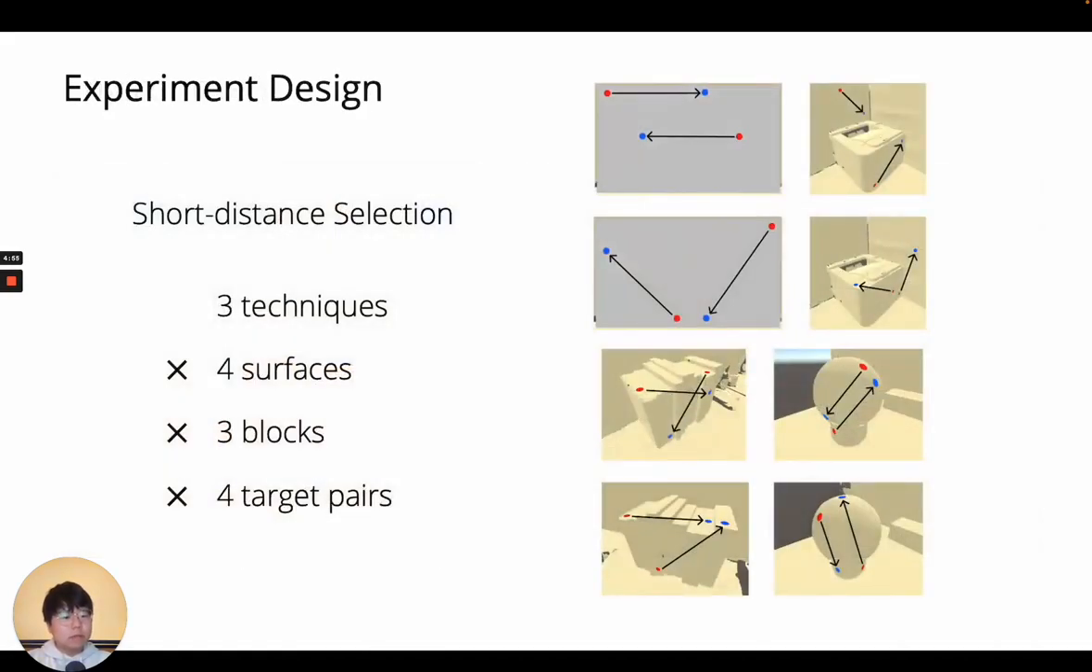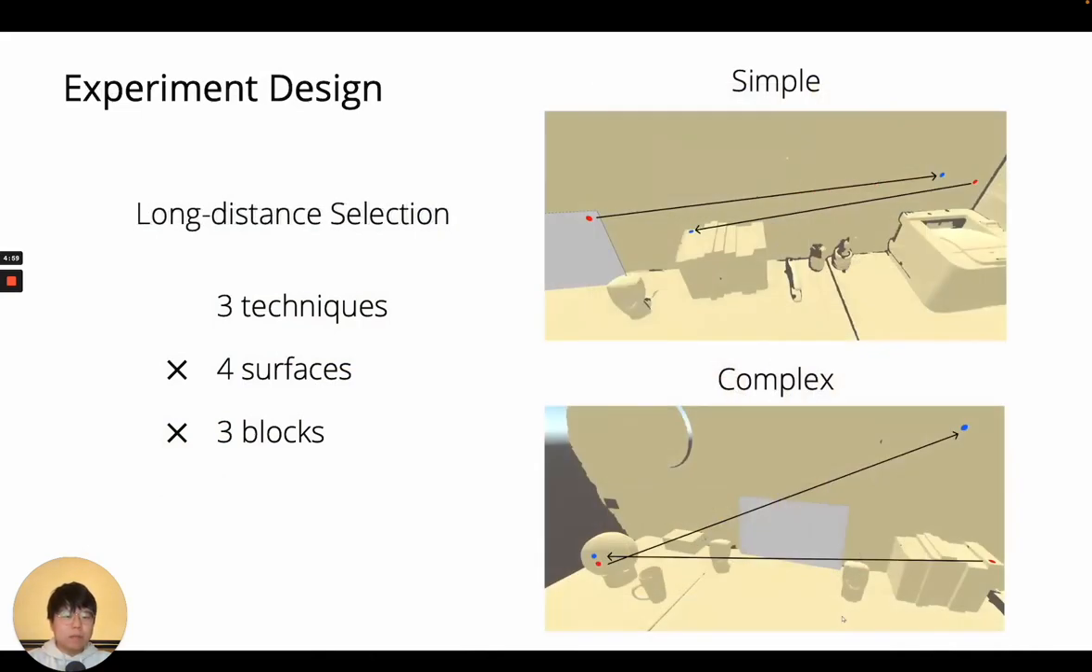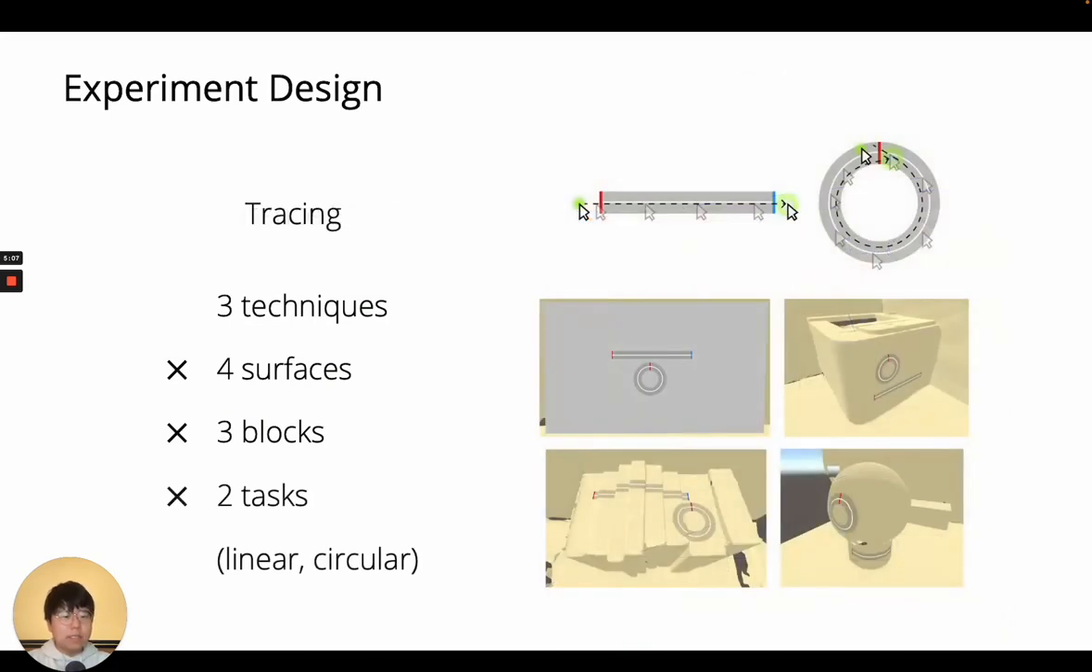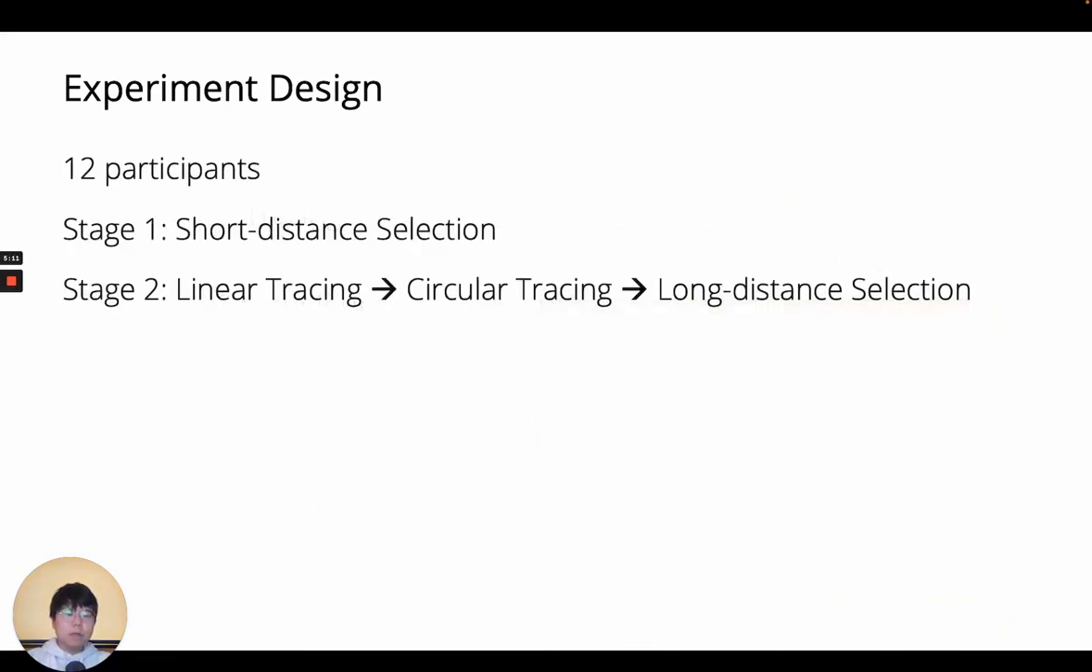We tested 3 types of tasks: 30 centimeter short distance selection, 1.5 meter long distance selection with simple and complex variations of the surface complexity between targets, and tracing tasks with linear and circular variations. We had 12 participants who performed short distance selections in the first stage and the rest of the tasks in the second stage.